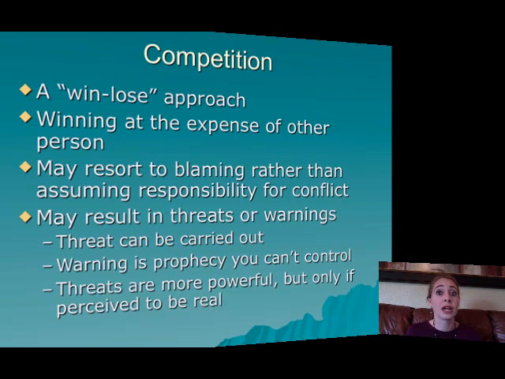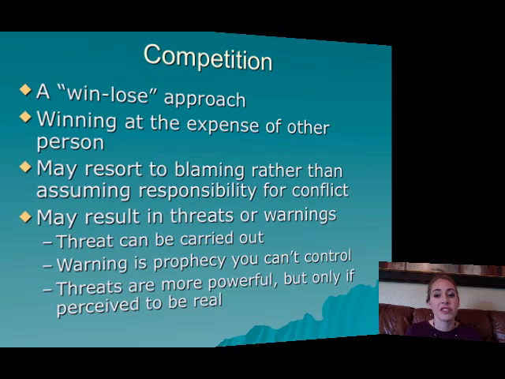Now, when you're a competitive manager in your style, you may resort to blaming rather than assuming responsibility. So that can be a person who plays the blame game and never sees the part of themselves and how that affects the situation. It can also result in threats or warnings, and the threat can be carried out. So, if you do that again, I'm going to. And so those threats and warnings can be a back and forth issue.